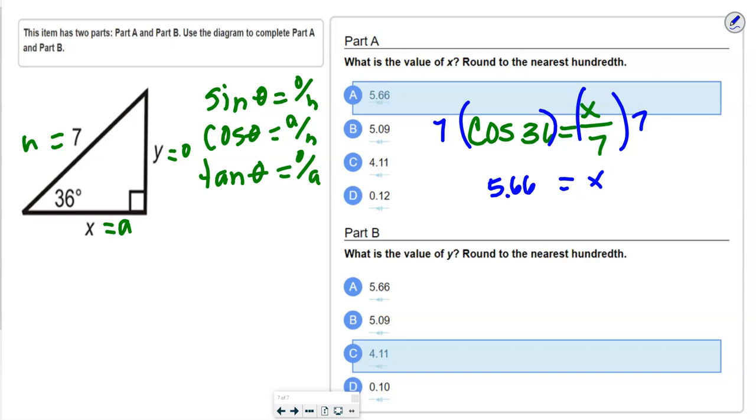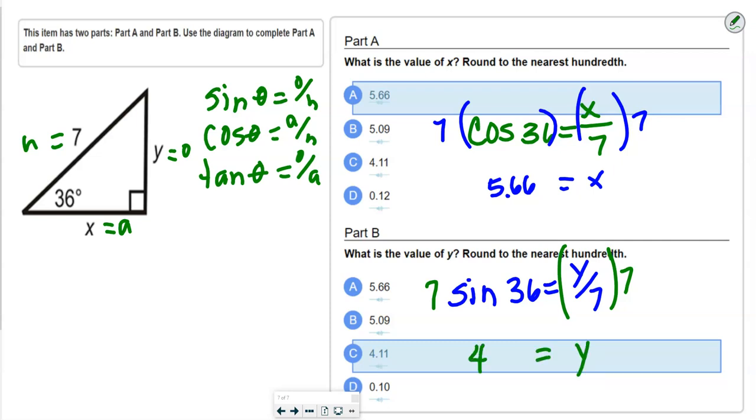Then this next one says what's the value of y? So y is opposite, and we have the hypotenuse, so this one's going to be the sine of 36 is equal to y over 7. Again, going to multiply both sides times the 7 to get rid of it. You can put that in the calculator just like that. 7 sine 36. So y here is going to be equal to 4.11.